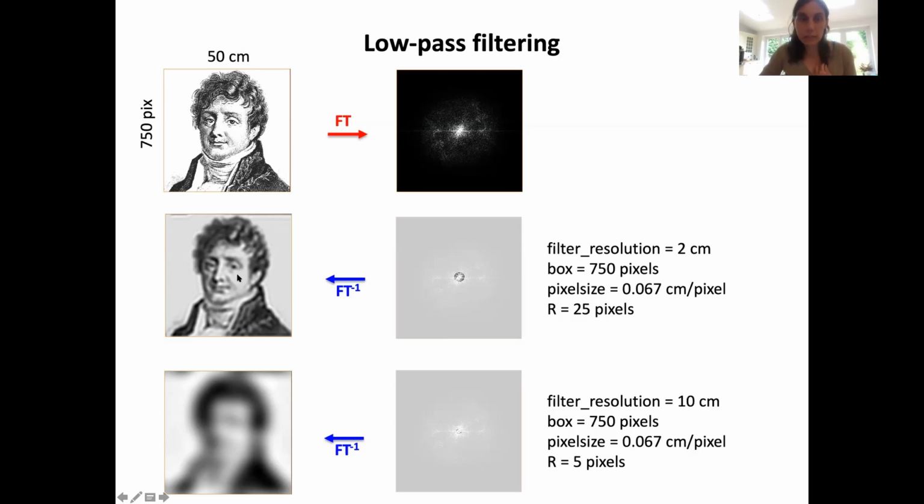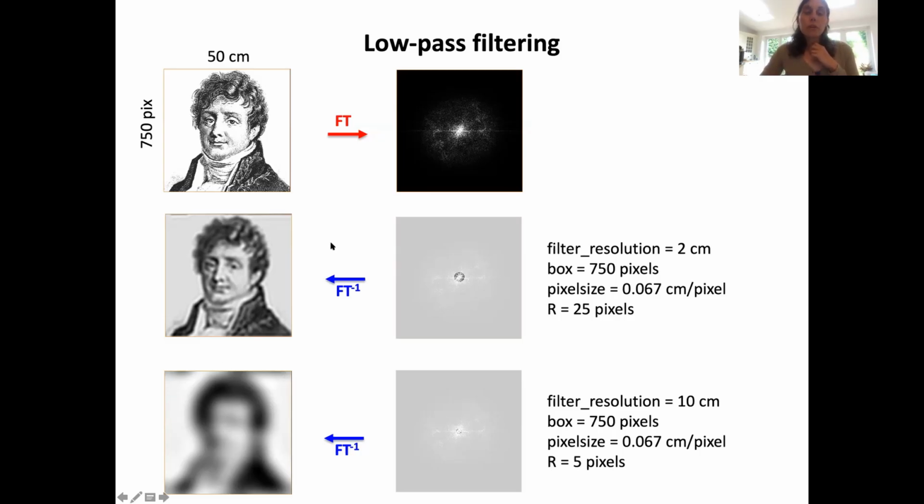We apply that and then we back transform, and now we have a Fourier where all of the features finer than 2 centimeters, for example, all the lines here, the hair, etc., are not visible anymore. They're not there. We can be even tougher and decide to eliminate everything that is finer than 10 centimeters. And now you can see that we're starting to really blur Fourier's face here.